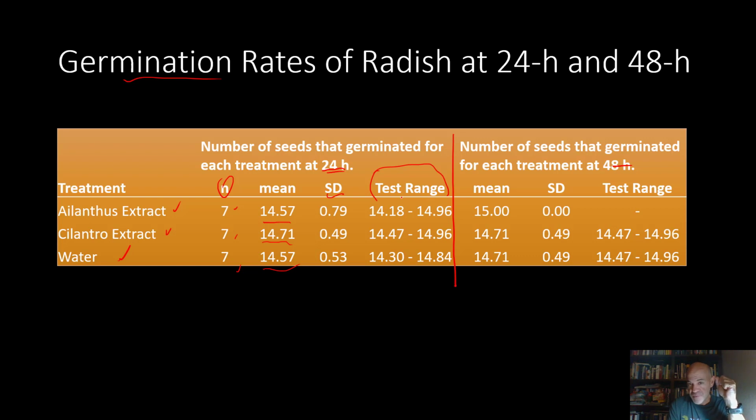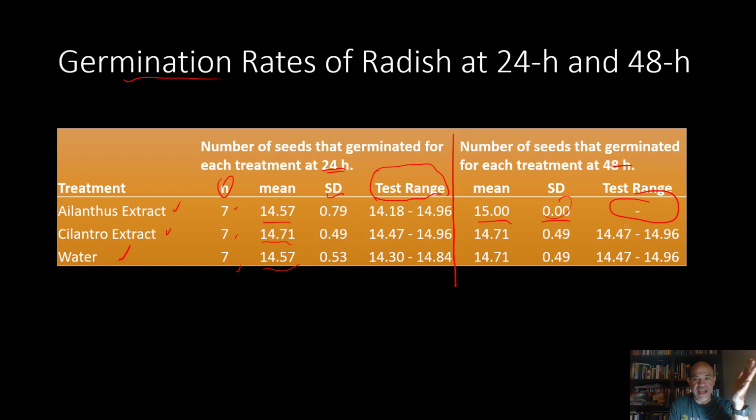That's not really a formal test, but where you took the mean plus or minus 1/2 the standard deviation. Those are the ranges here, and they all overlap, so there's no significant difference. And then by 48 hours, even the Ailanthus, the one we're expecting to have an effect, all 15 germinated. In all 17 replicates, there was absolutely no variation, no standard deviation. We couldn't even calculate a range for it.